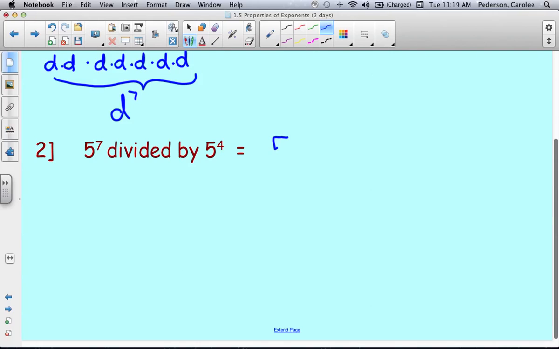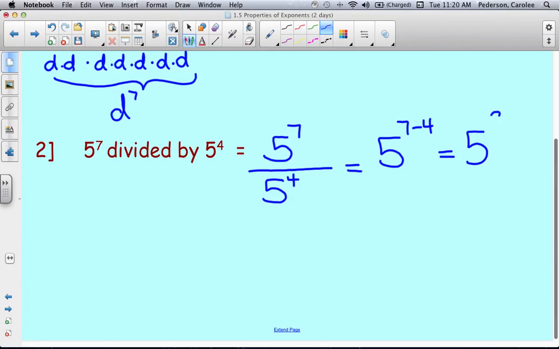So it looks like this, 5 to the 7th divided by 5 to the 4th. Well, there's a property that says if I have the same exponential base, they're both base 5, and there's division, that I would subtract their exponents. So 7 minus 4 is 5 to the 3rd. And then we probably know now that 5 times 5 times 5 is 125. Again, I'll show you why this works.